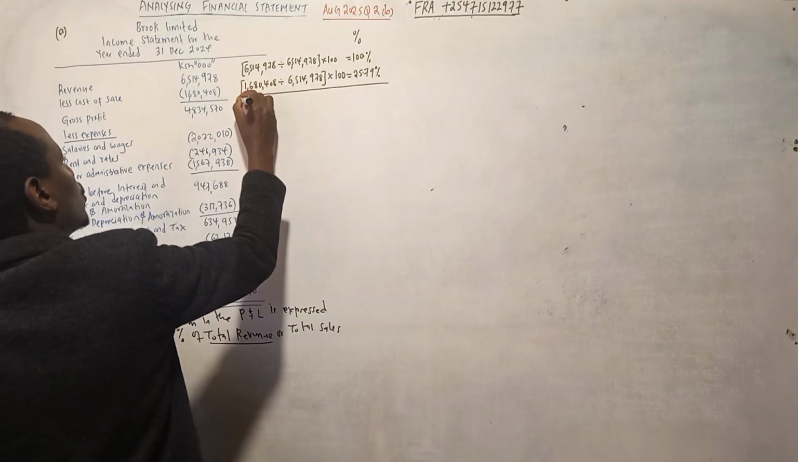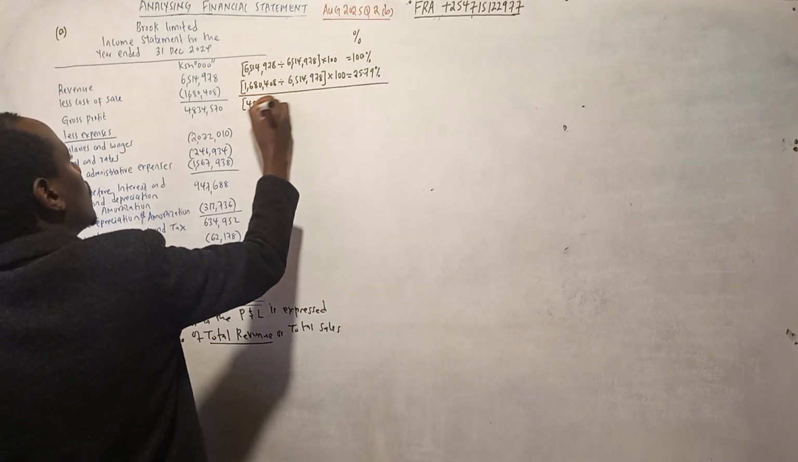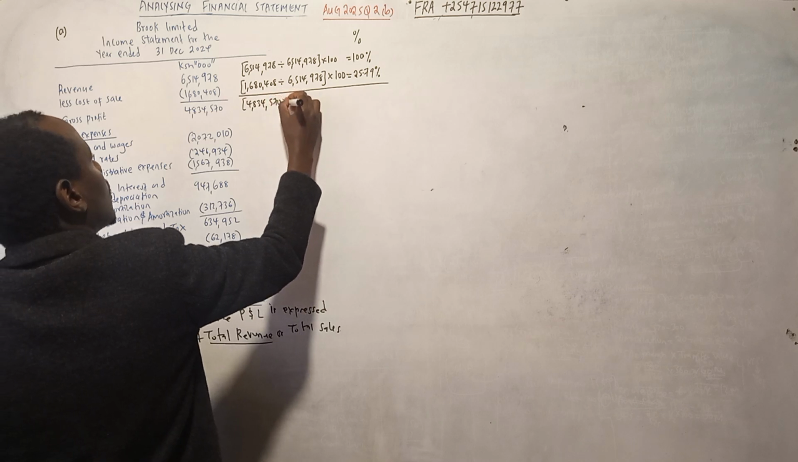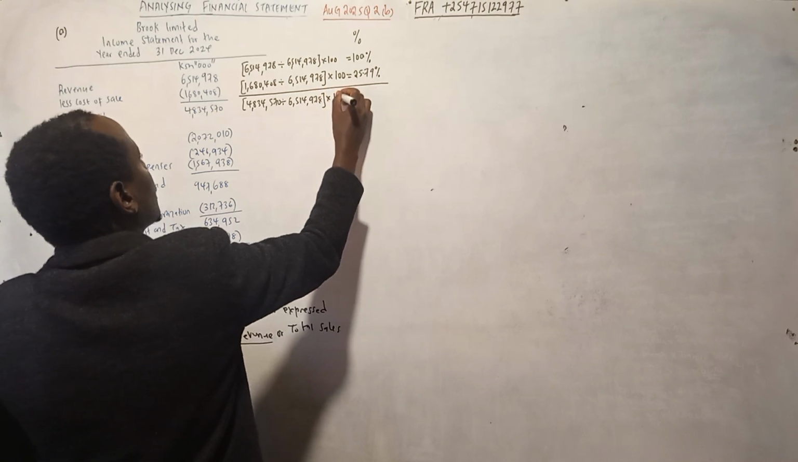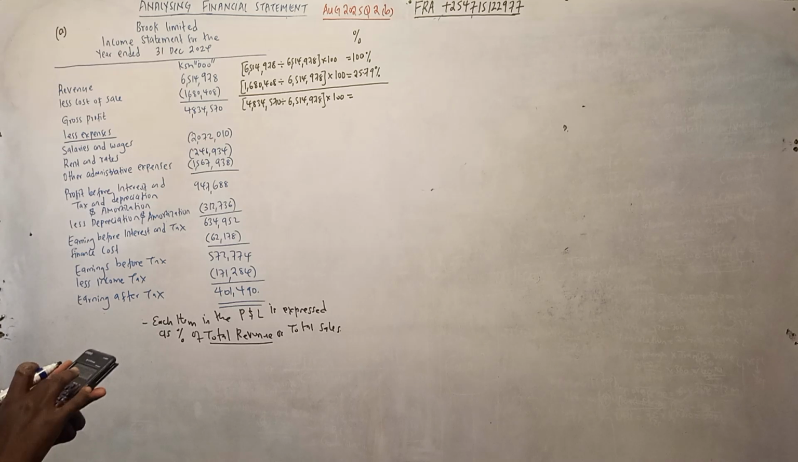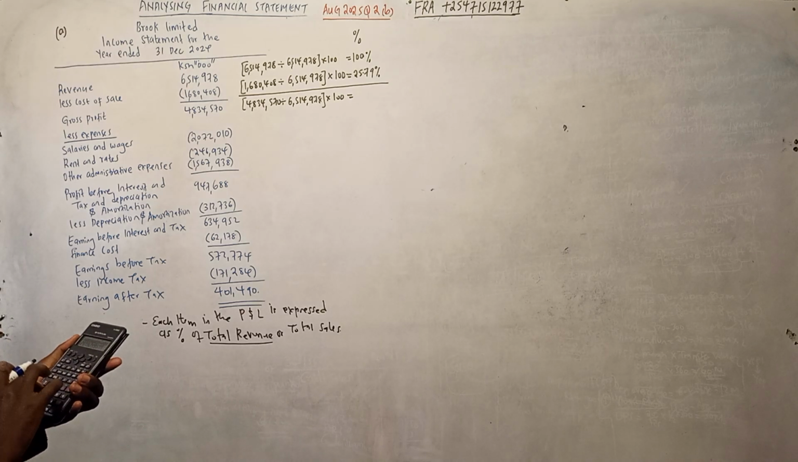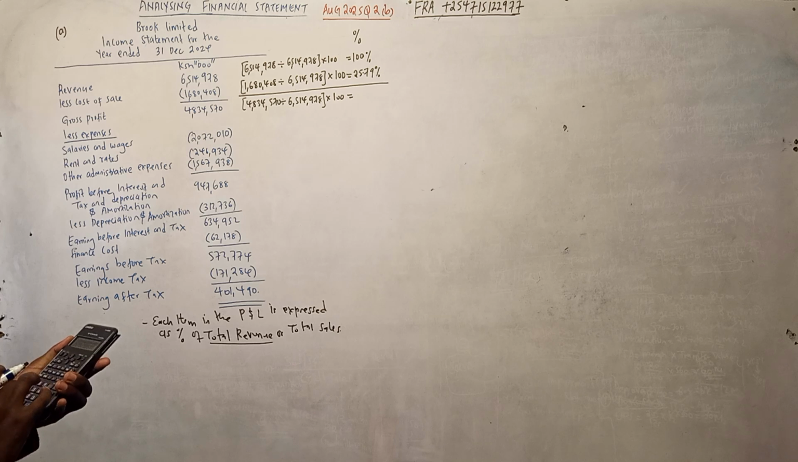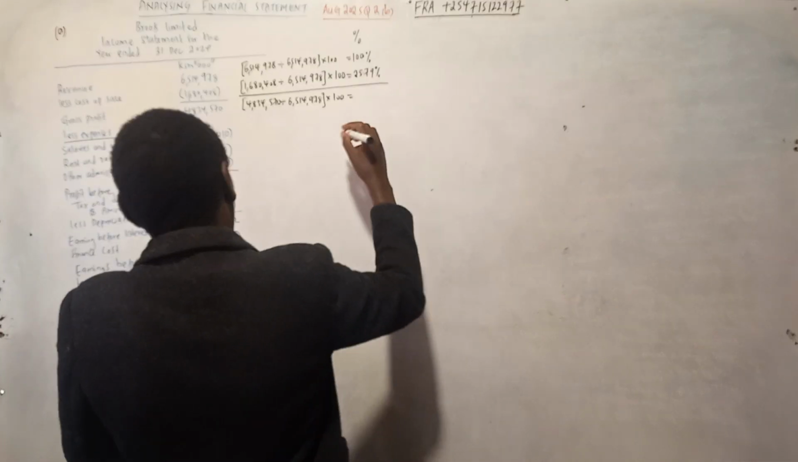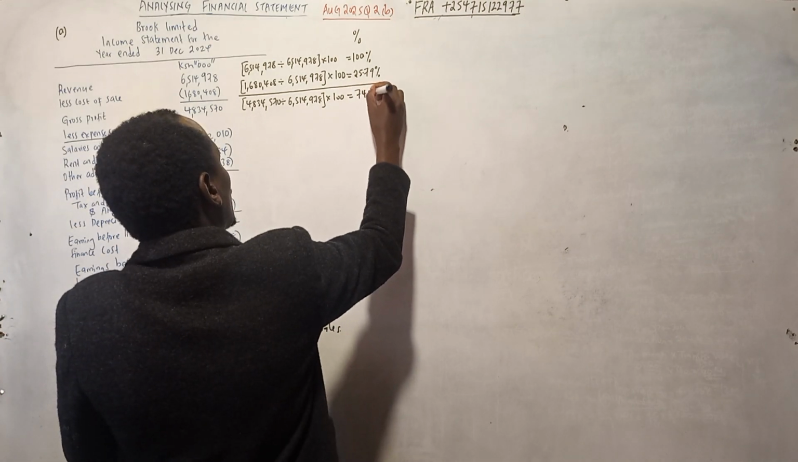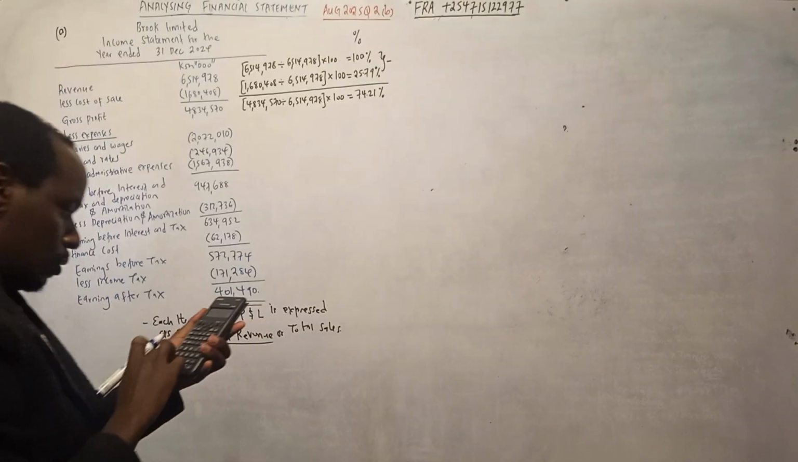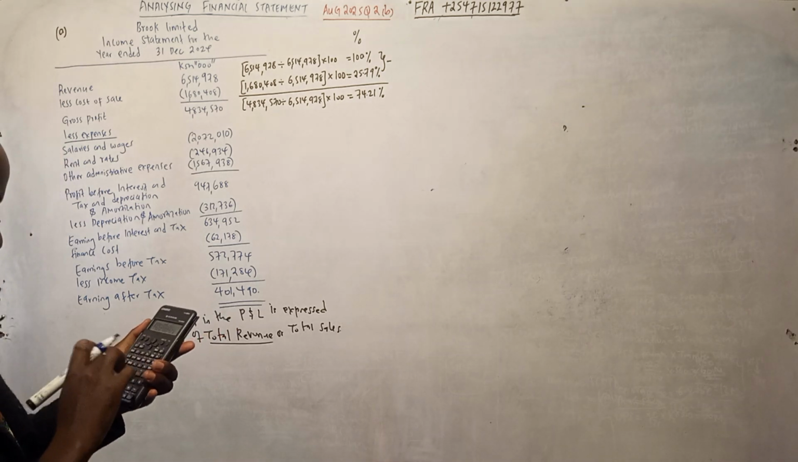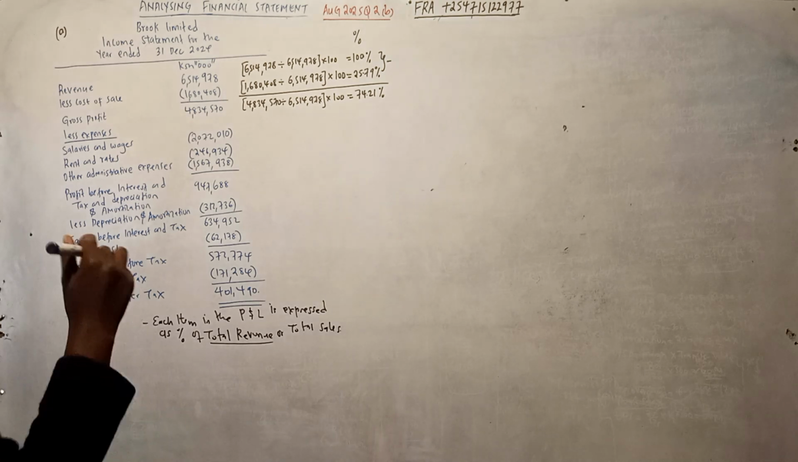Now we can also get gross profit, which will be equal to 4,834,570 divided by 6,514,978 times 100. That will be equal to 74.21%. Or you take 100 minus 25.79, which is supposed to give you the same answer. Then you proceed.